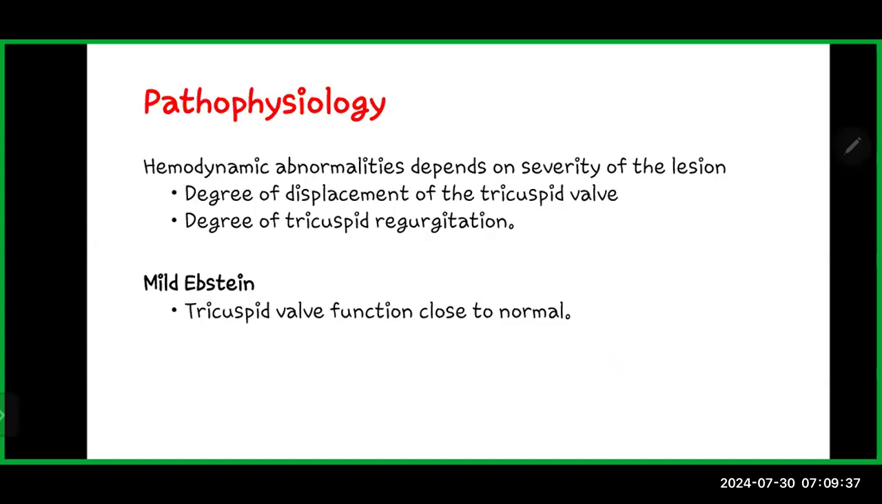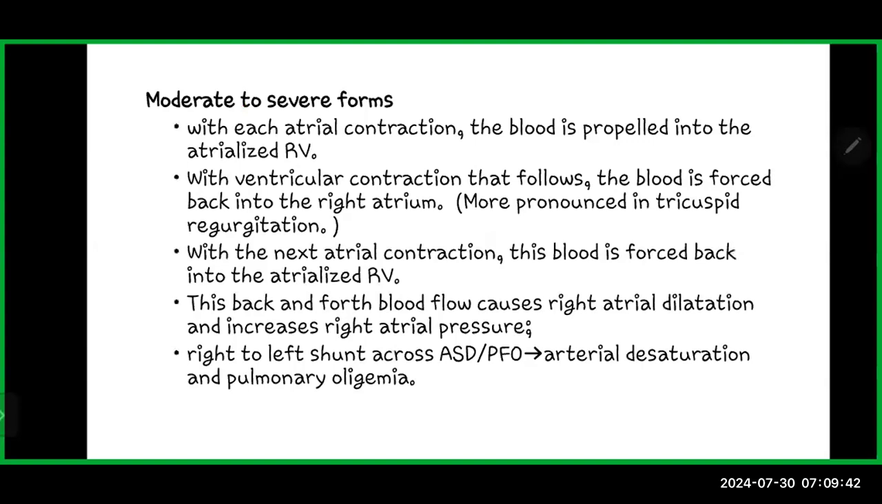In mild Ebstein, tricuspid valve function is close to normal. While in the moderate to severe form, with each atrial contraction, the blood is propelled into the atrialized right ventricle. With the right ventricular contraction that follows, the blood is forced back into the right atrium. Now, with the next atrial contraction, the blood is forced into the atrialized right ventricle again. So you see that as these contractions go on, blood is going back and forth between the right atrium and the right ventricle.